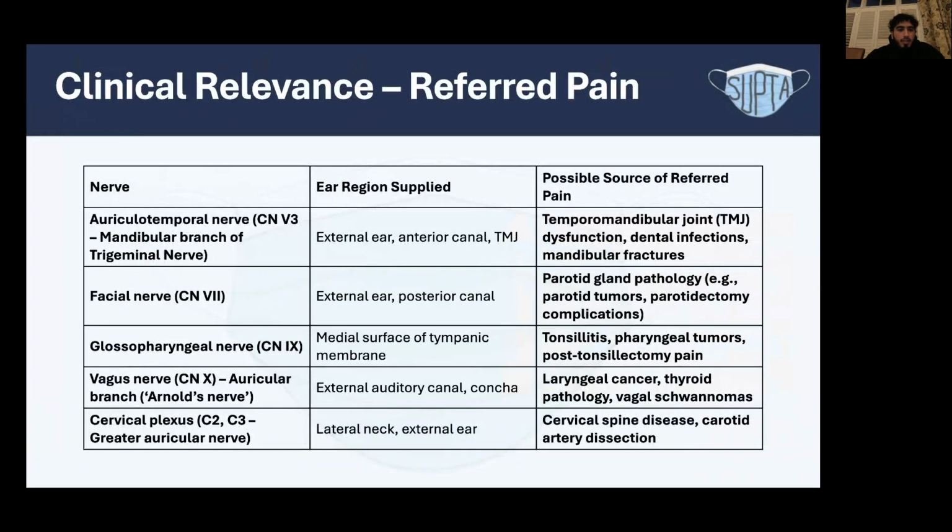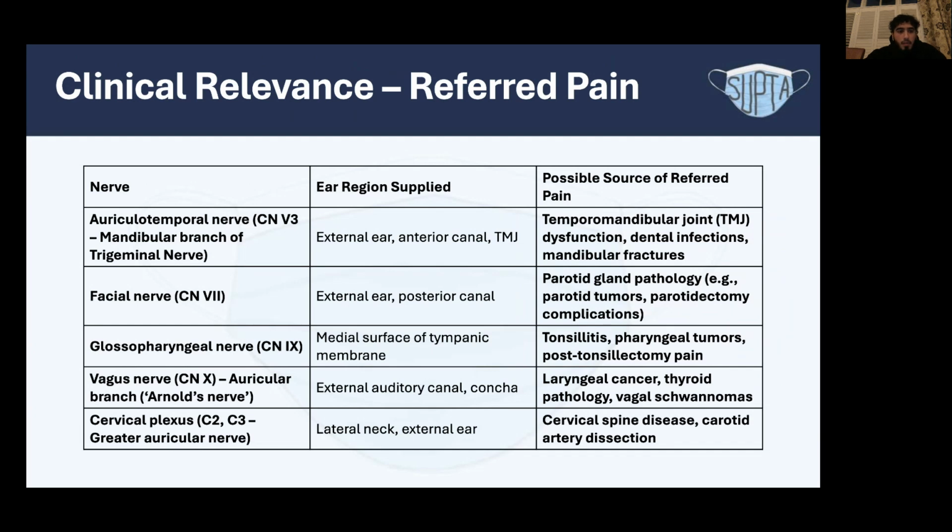So this is a bit of a summary, something for you guys to take away and learn. Why does referred pain occur? It's because the ear shares sensory innervation with multiple cranial and cervical nerves. So pain from other head and neck structures can be misinterpreted as ear pain due to overlapping nerve pathways. We talked a lot about the auriculotemporal nerve, and the facial nerve, again, another big one.